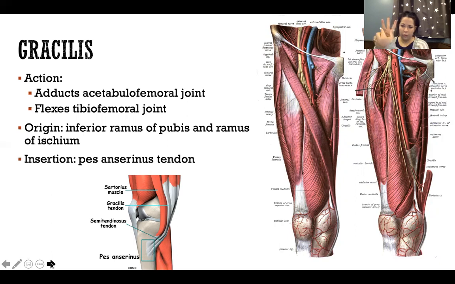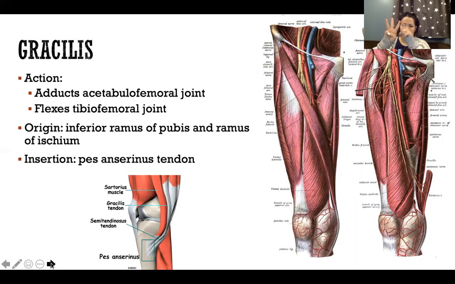Okay, so let's say here's the pes anserinus tendon. Then we have 3 muscles that are inserting into that pes anserinus tendon. We have a muscle coming from the anterior side of the thigh, that's Sartorius. Then the muscle down the medial side of the thigh, that's Gracilis. And then the muscle coming from the posterior side of the thigh, that's semitendinosus.